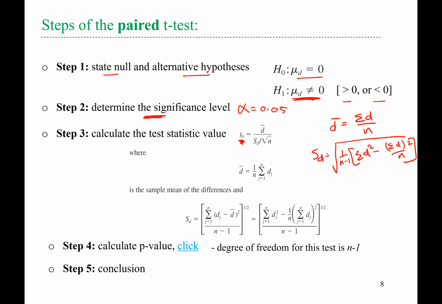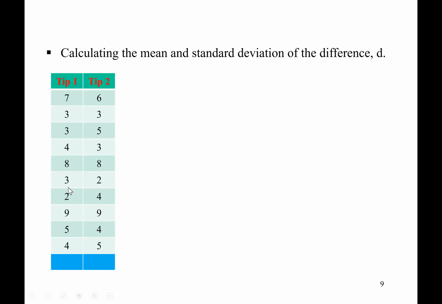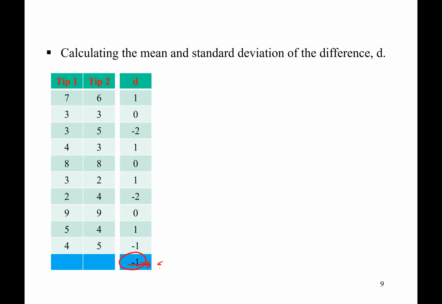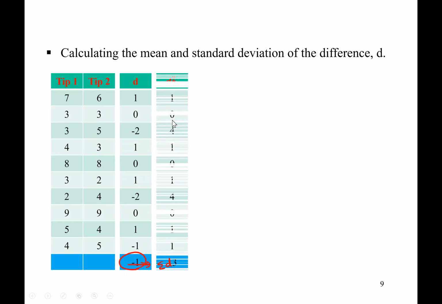So I need sum of d squared, I need n to be able to calculate d bar and SD. And then I will calculate p-value using the applet as before, and the degree of freedom is very simple, number of pairs minus 1, n minus 1. And then you take a decision. So let's practice on this one for our data set. This is the values for tip 1, this is the values for tip 2. And then you calculate the difference between these two groups of data. So this one is the sum of d, and then you square all these. 1 times 1 is 1, 0 times 0 is 0, negative 2 times negative 2 is 4. And this one will be the sum.